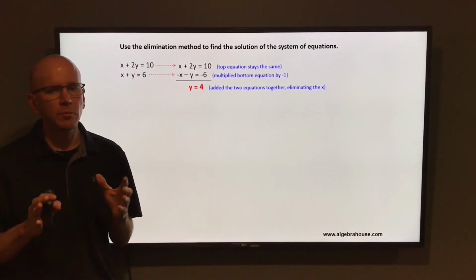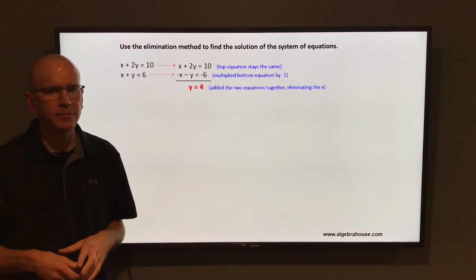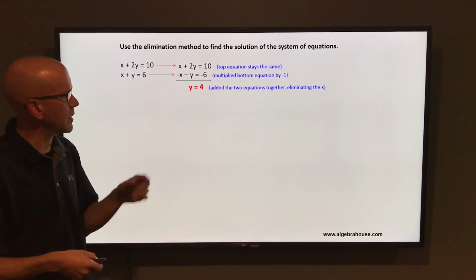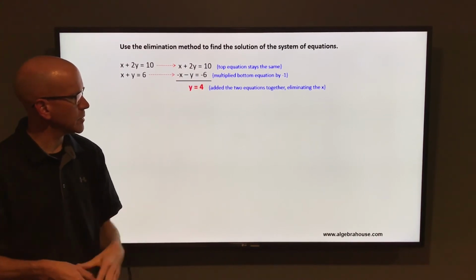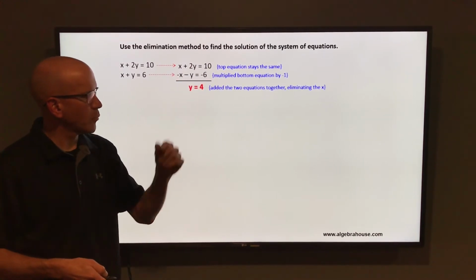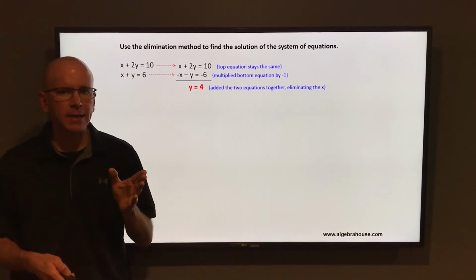But again, when you have negative signs involved, some people tend to make mistakes when you are subtracting. So you may want to stick with multiplying one of them by negative 1 and then adding the two equations together. Y equals 4, that is the y-coordinate of the point of intersection of these two lines. We still need to find the x-coordinate.